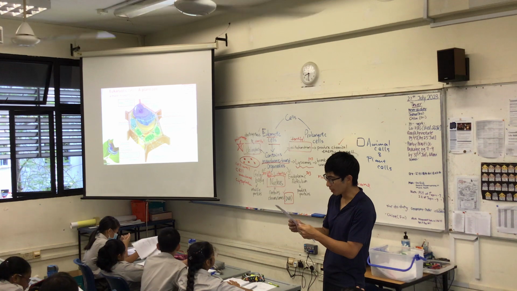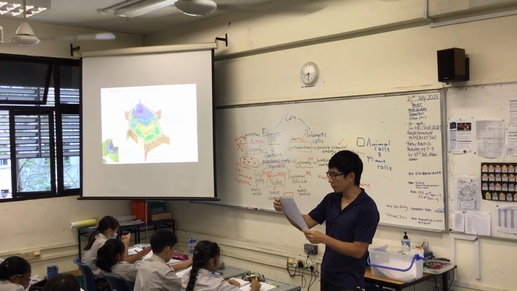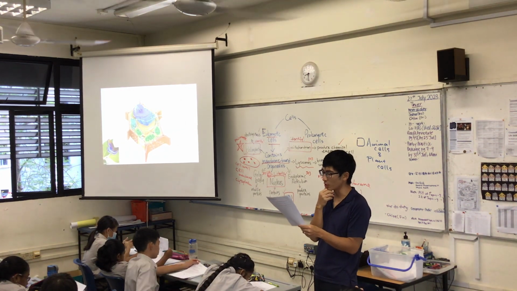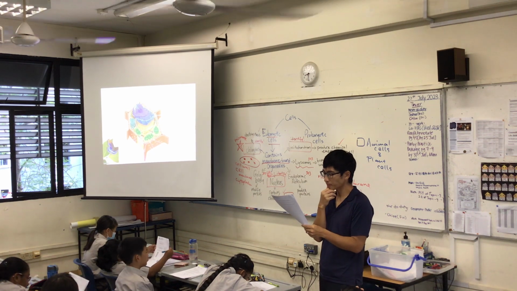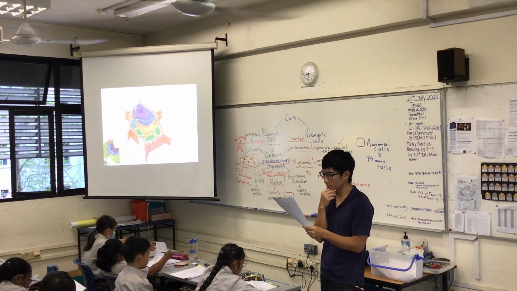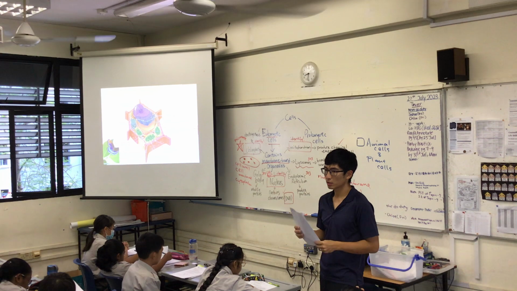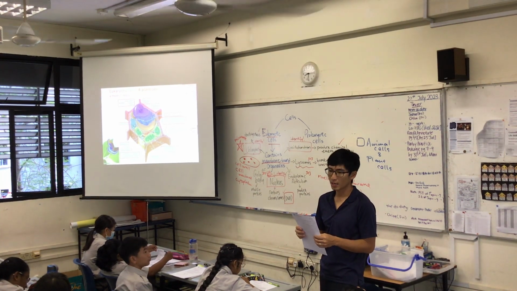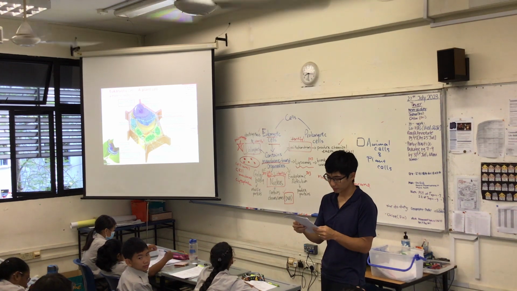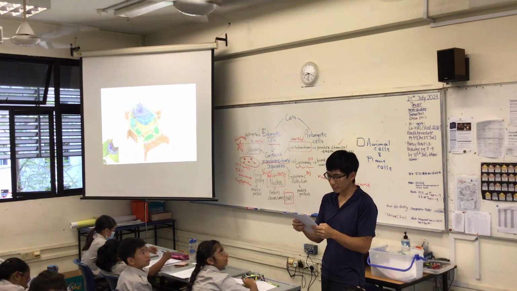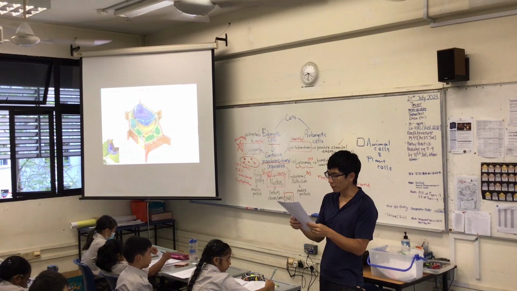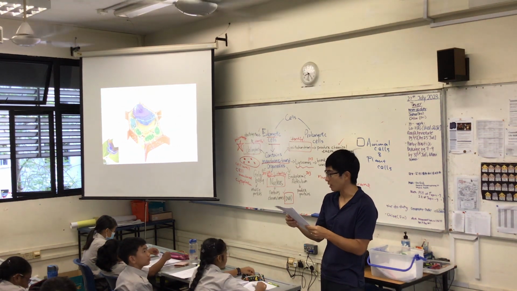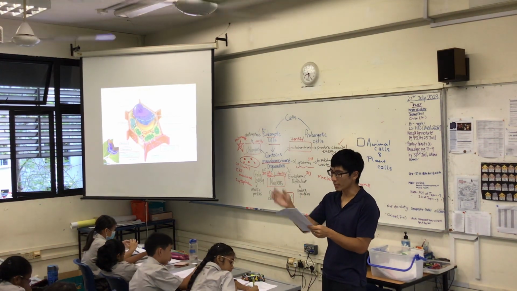Okay, let's look at number 2. What can you conclude from this experiment about the role of the nucleus in the amoeba? Maybe Alistair? C. The nucleus is essential for cell division, to produce more amoeba. Okay. Let's look at the front part.